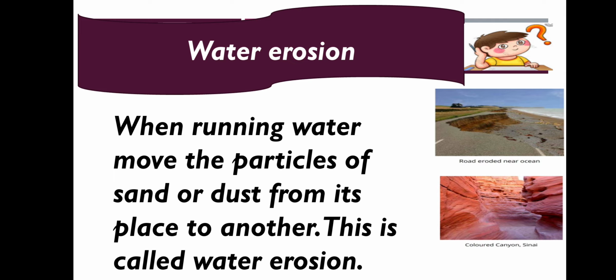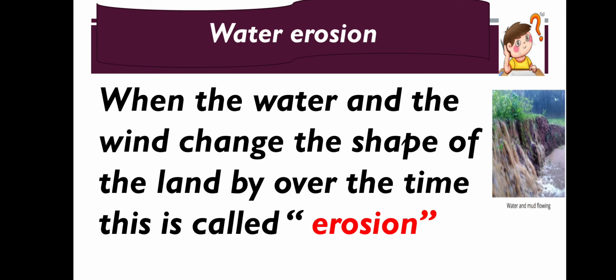As you see, these pictures represent erosion. Water erosion: when the water and wind change the shape of the land over time. This is called erosion. What is the meaning of erosion? Erosion is the change of the shape of the land over time.